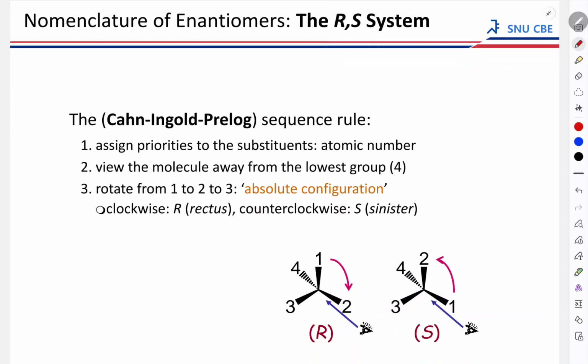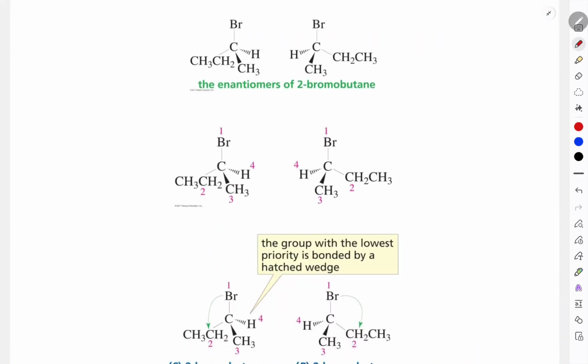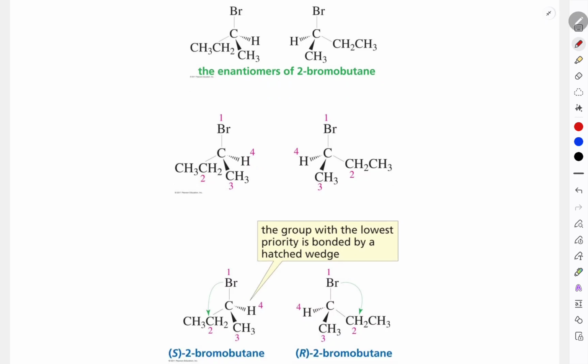Right? So once you identify the priority 1 to 4 with respect to the central coordinate, then apply 1, 2 and 3, and you can decide whether this is R versus S configuration. This is the absolute configuration you can assign. Clockwise R, counterclockwise S. Okay, so that's the only thing you should remember. This is again called the absolute configuration. Okay? So you can then practice from this perspective formula and identify S versus R character.